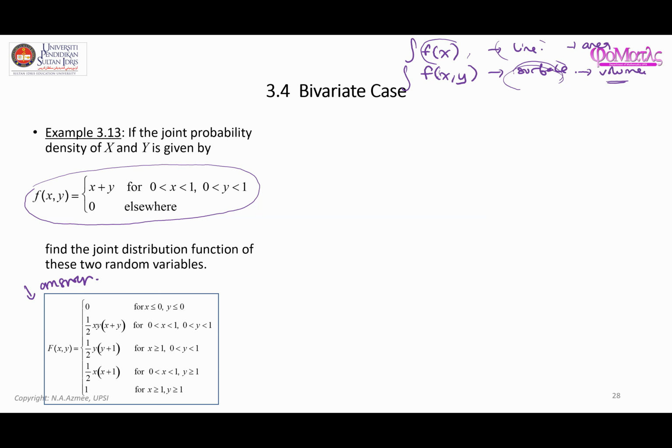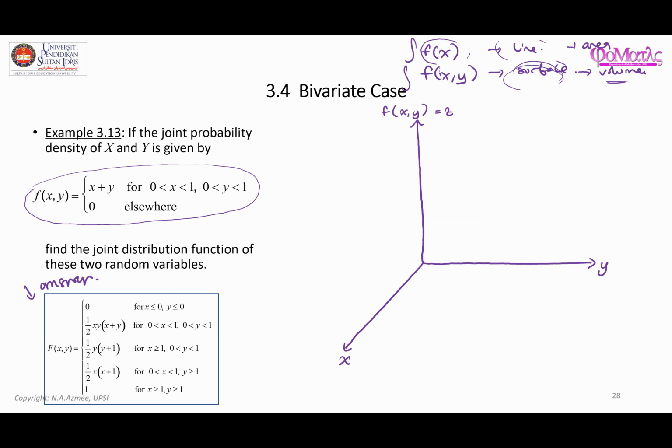Now, let us try to sketch how this function can be sketched in a three-dimensional plane. So we're going to have three-dimensional planes, okay? Here we have f(x,y), which can be called z if you want. And here perhaps this is y, and another direction here is x. This is how it might look.